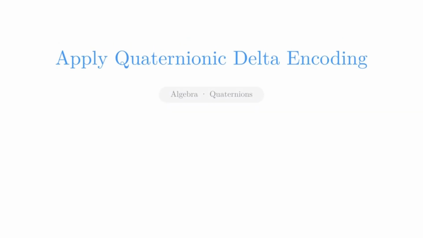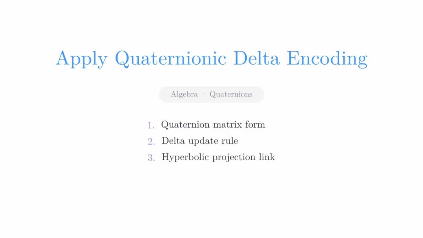This video shows how quaternionic delta encoding updates a state tensor using quaternionic matrix multiplication. This technique is essential in 3D rotation tracking, robotics, and efficient state representation in physics simulations. You'll learn to build the quaternionic matrix, interpret the delta update rule, and connect it to hyperbolic projections.